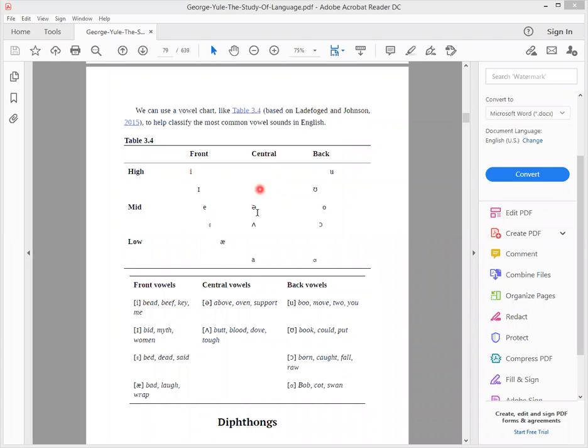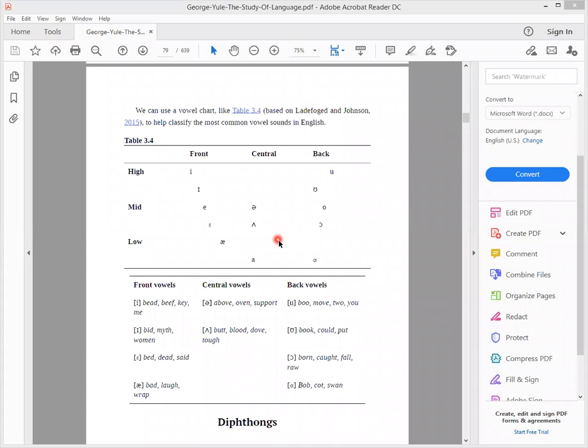Now we have our central vowels. Central vowels are produced at the center of the tongue. So the sound is a, mid a, as in above, oven, support, and the sound is a, as in cup, butt, blood, dove, and duck.